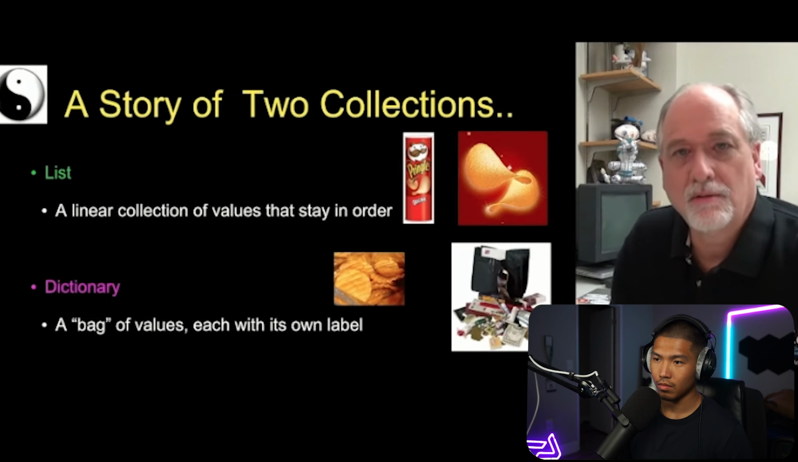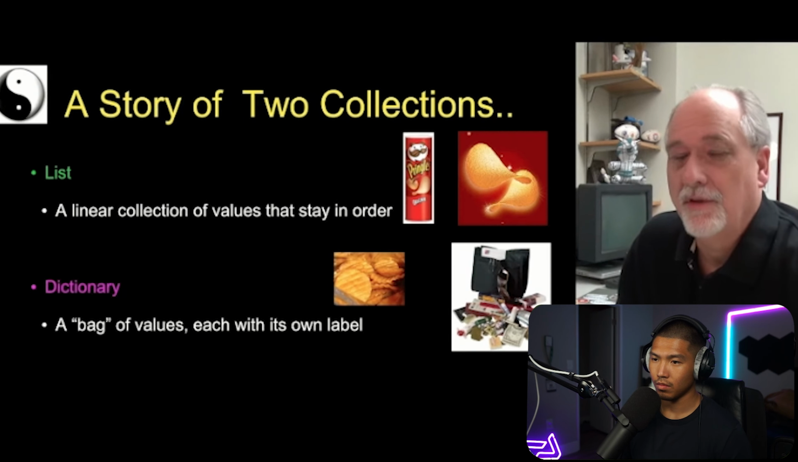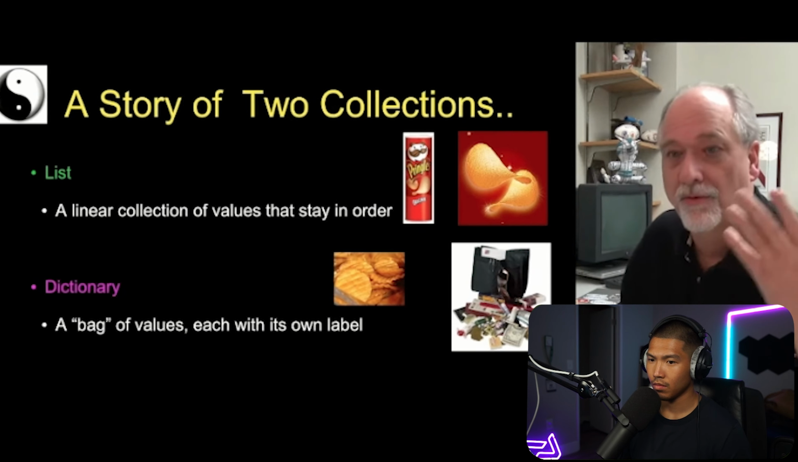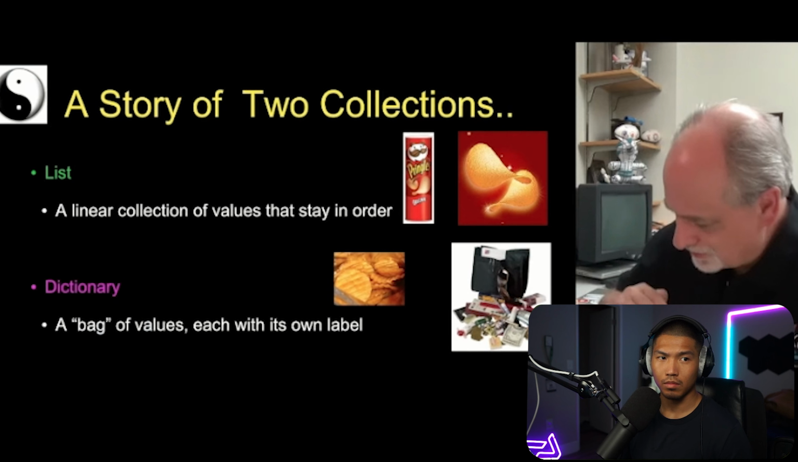If we compare lists and dictionaries, the list is sort of the organized version of the collections. Everything stays in order. You add something, it always adds to the end. You take something, it sort of compacts itself. It's 0 through n-1, where n is the number of items. And so it's very organized, kind of like Pringles, where the potato chips are nicely stacked.